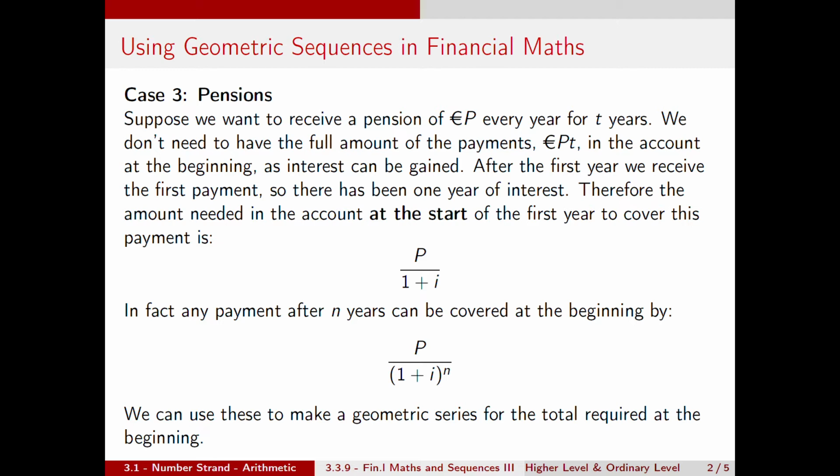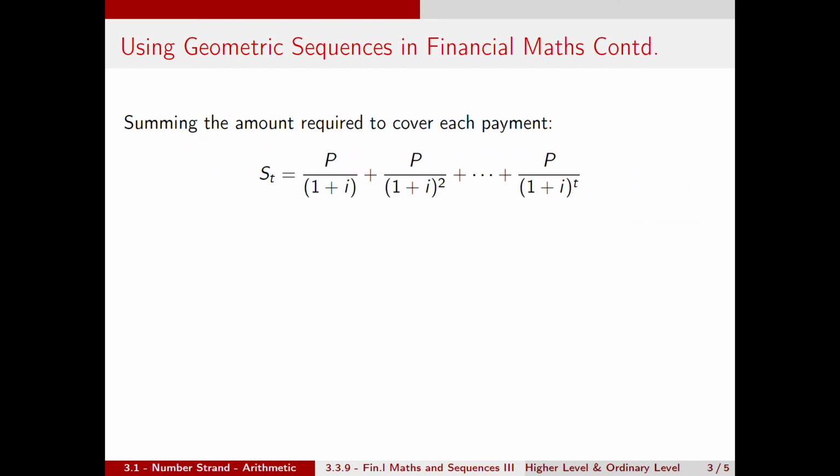So in fact, any payment after n years can be covered at the beginning by P all over 1 plus I to the power of n. So here we're taking account not just of the first payment, but of all payments. So we can use this to make a geometric series for a total required at the beginning. S sub t will be equal to P over 1 plus I, plus P all over 1 plus I squared, plus, and so on, plus P all over 1 plus I to the power of t.